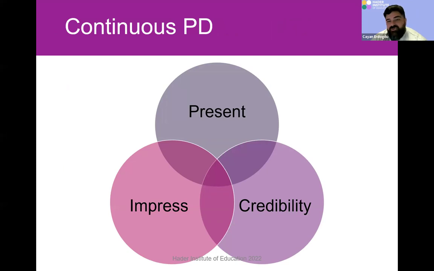Continuous PD, continuous professional development, is a very essential part of staying current and maintaining high standards in your field. Here I want to highlight three key aspects of continuous professional development. First, present. Engaging in ongoing development ensures that your skills and knowledge remain relevant to the present-day needs of your profession. By keeping up with industry changes, technology advancements, and emerging best practices, you can effectively meet the demands of your role and adapt to changes in the sector that you are working in.